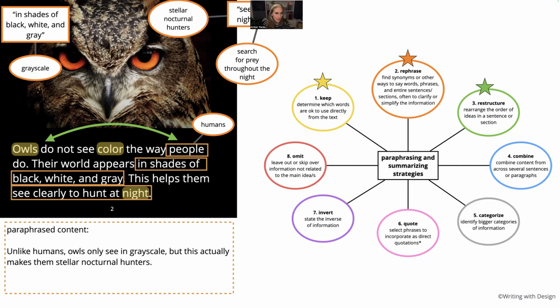So with all of that, potentially my paraphrase content could sound something like, "Unlike humans," so that's that restructuring. I'm starting with the people part first. "Unlike humans, owls only see in grayscale, but this actually makes them stellar nocturnal hunters." So you see, we're sharing the same information as the original source, but we've made a word smoothie. It doesn't sound anything like the original.